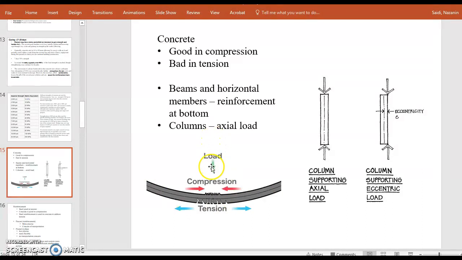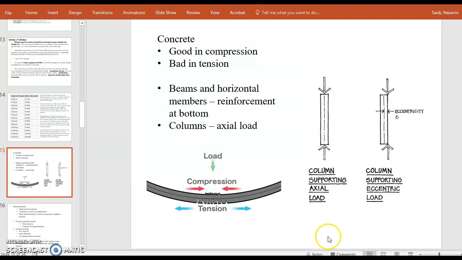As we apply load on a horizontal member, the top of that member goes into compression, and we have a little bit of concern with that compression configuration. The bottom tears apart and pulls on either side, and concrete is horrible with tension, and that's when we need to apply reinforcement towards the bottom of the concrete beam, concrete slabs, any horizontal member.